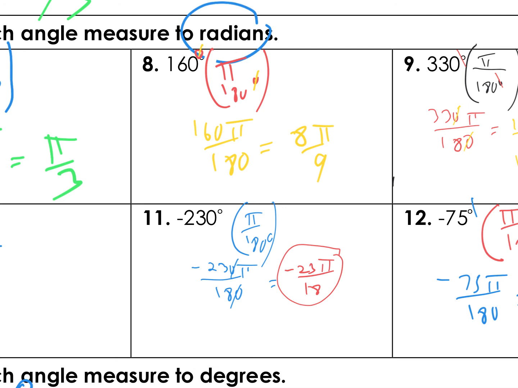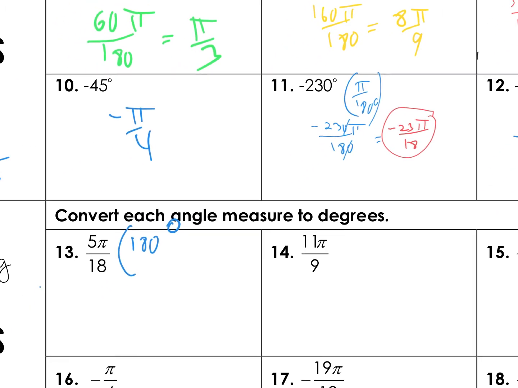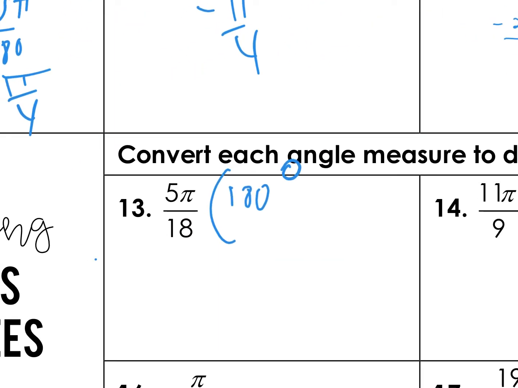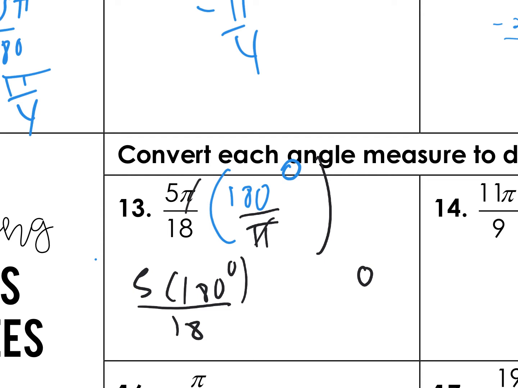I don't bite that hard. Sometimes I do. All right, back to converting to radians. So I need the 180 degrees on top to get the degrees in the answer over pi. Notice what cancels? The pi's did. It's like a Christmas miracle. 5 times 180 degrees over 18. It's just a multiply and divide problem.